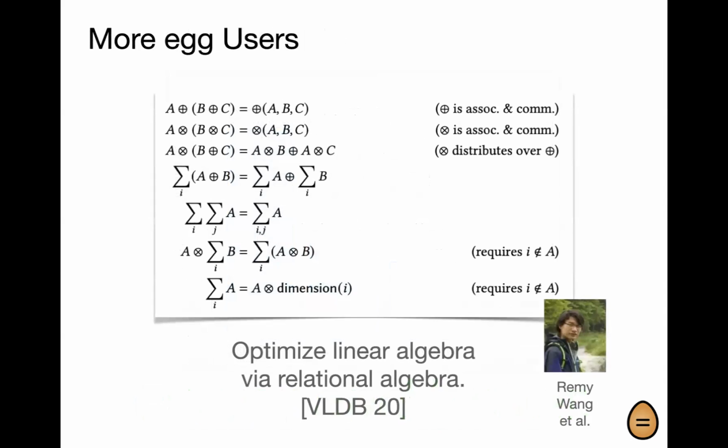For example, optimizing linear algebra code for machine learning using relational algebra. This is at VLDB 2020. So Egg is really fast, and by being specialized to equality saturation, it provides huge speedups and makes new things possible. So we're really, really excited about Egg.